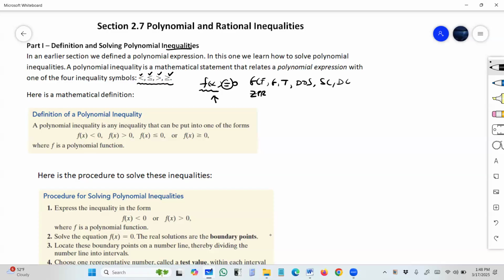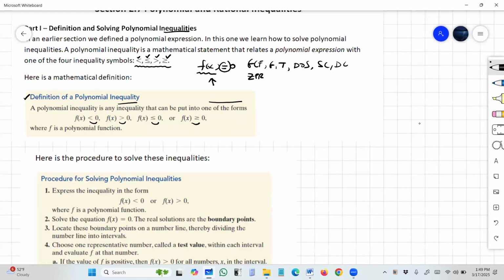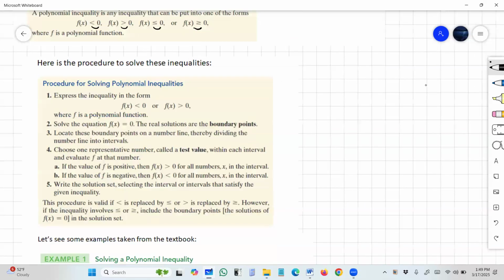Okay, and so here's the mathematical definition. A polynomial inequality is any inequality that can be put in one of the four forms: f less than 0, greater than 0, less than or equal, greater than or equal, where f is any polynomial function. All right, so now that we know the definition, the process is very simple to solve it.